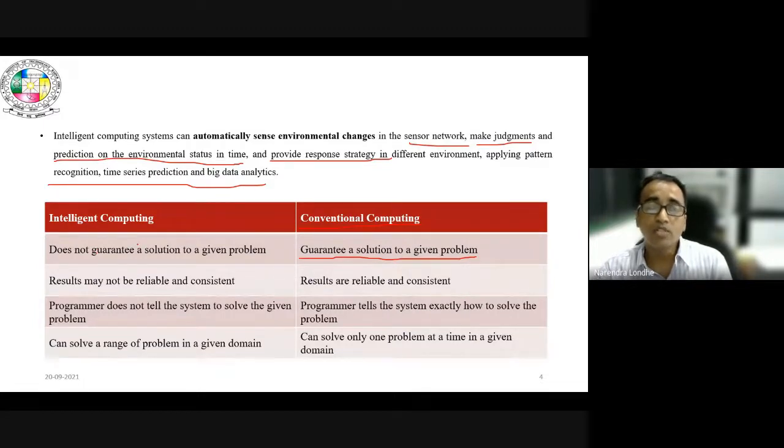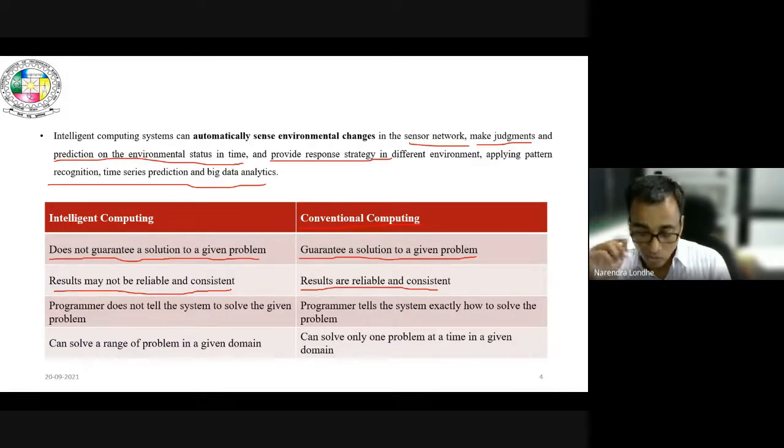So sometimes it happens that it is not always necessary that it will guaranteedly give you the solution of a problem, right? Second thing is that in conventional computing, the results are reliable and consistent, while in the case of intelligent computing, results may not be reliable and consistent. That is why intelligent computing is still a thrust area, and people are working tirelessly on this to make it more reliable and more consistent.